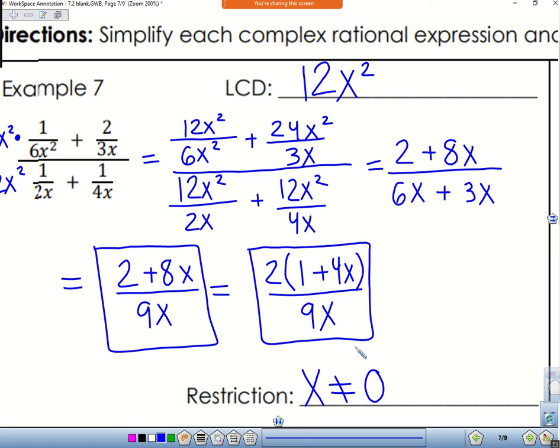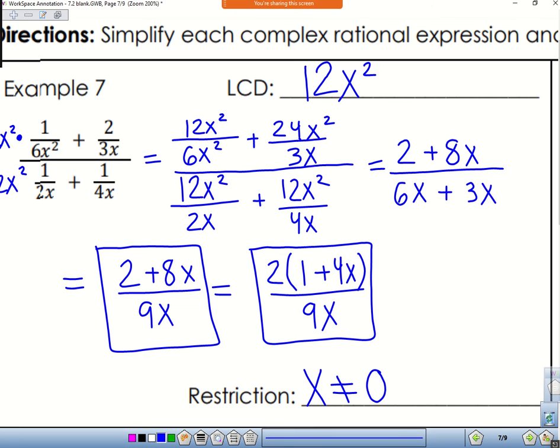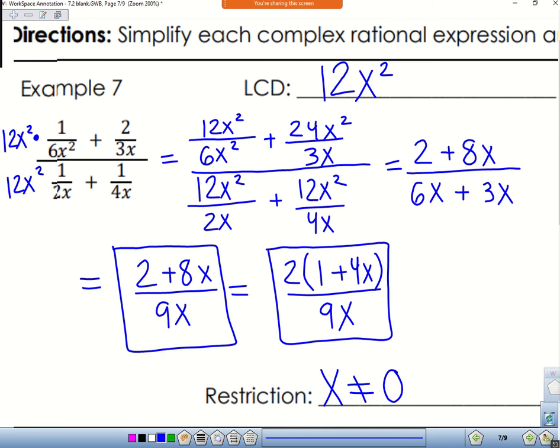Just keep in mind a lot of your tests are multiple choice, and a lot of tests you'll be taking throughout your life will be multiple choice. So it's just me reminding you that those two are the same thing, and they could be written either way as a multiple choice answer. Are we good to move on to example 8?